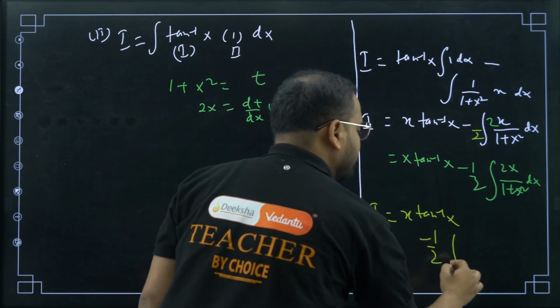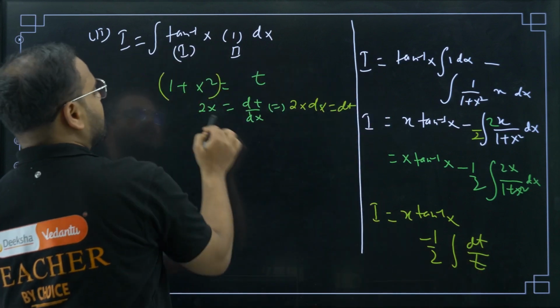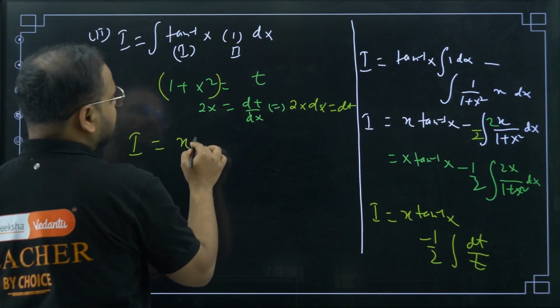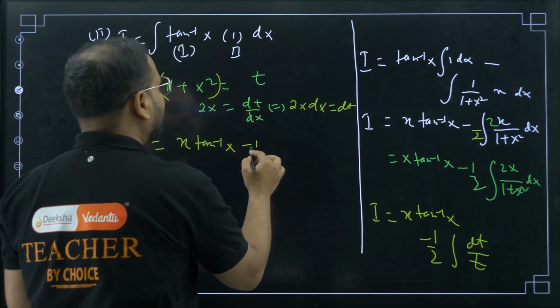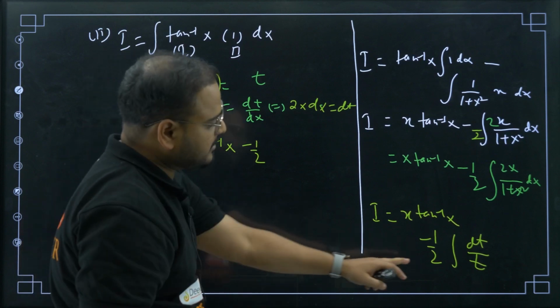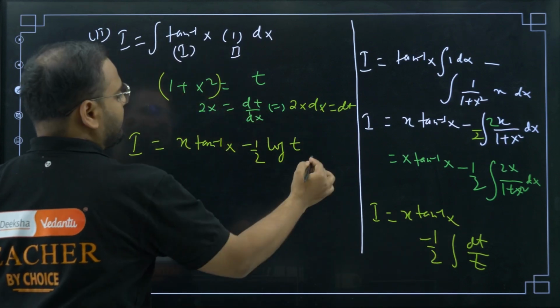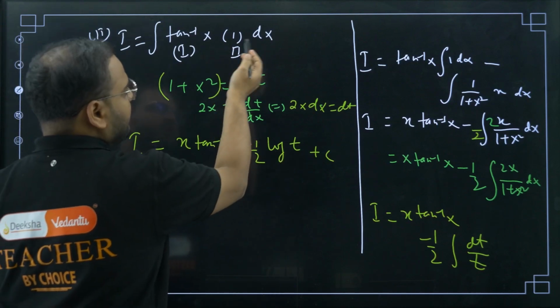How much will this be? Please check here. It will be simply dt upon t, because I have taken 1 plus x square as t, dt upon t. What is my answer? Tell me. My answer I will be x tan inverse of x minus 1 by 2, am I right? And how much is this? Log of t.